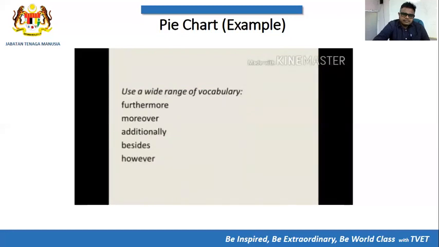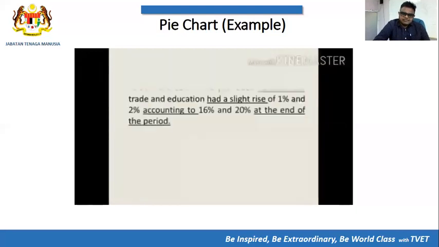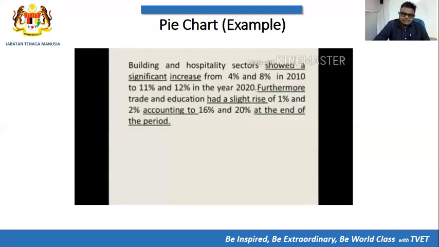Now again, I have used some more range of vocabulary words which will be useful for you in order to start the paragraph. Words like furthermore, moreover, additionally, besides, however, can be used in order to start your paragraph. Now here you can see, dear students, building and hospitality sectors showed a significant increase from 4% and 8% in 2010 to 11% and 12% in the year 2020.